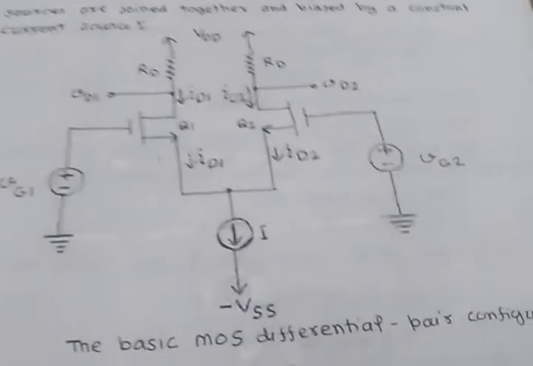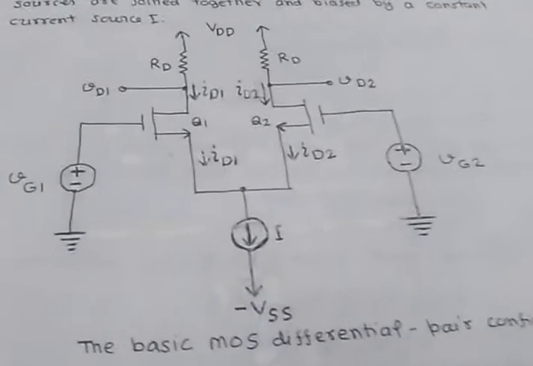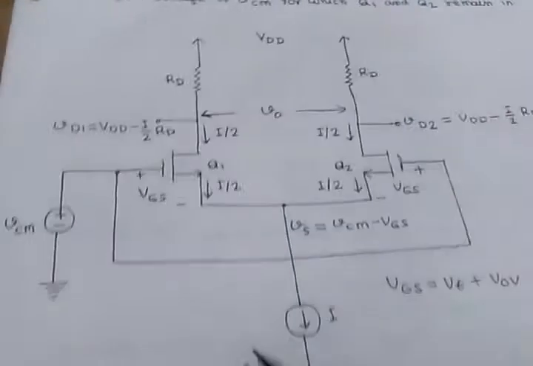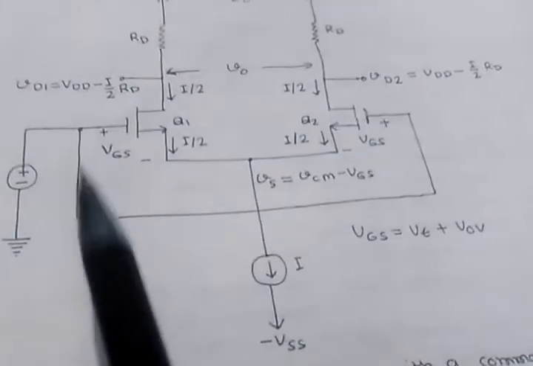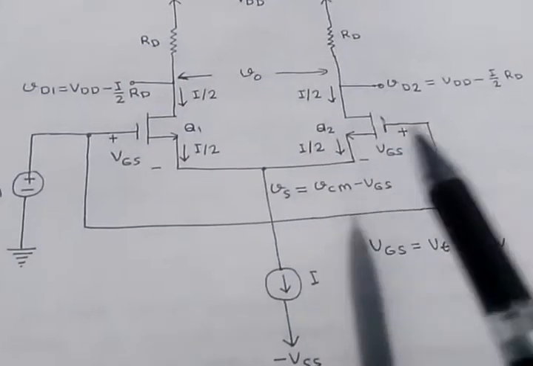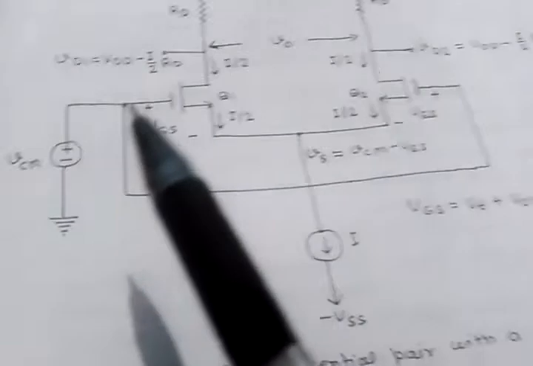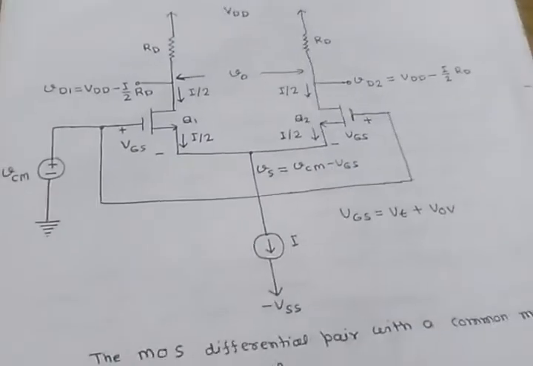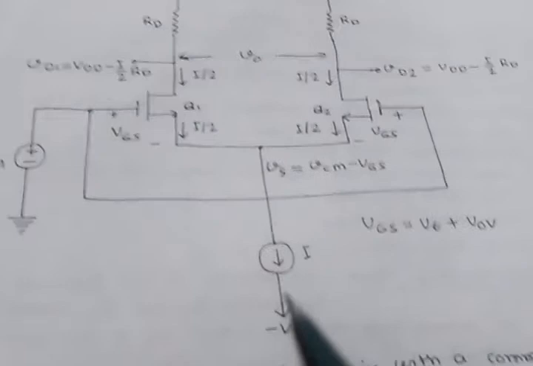Consider the case when we apply the common signal at both the gates, at both the inputs. In this figure, the gate terminal of Q1 and Q2 are connected and a common signal VCM is applied. Means we are going to explain common mode operation of MOS differential pair.